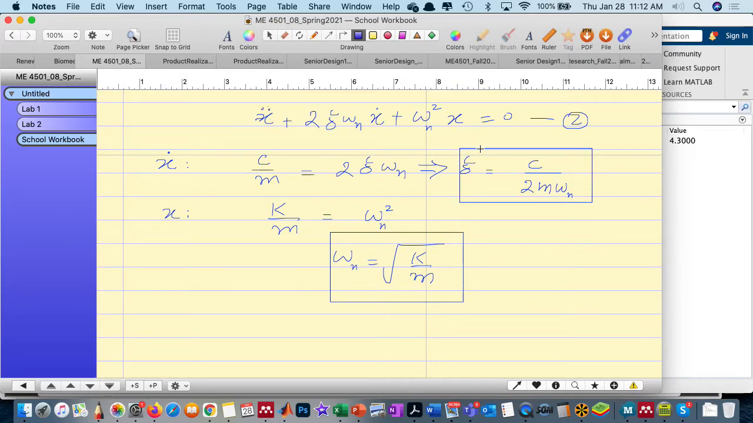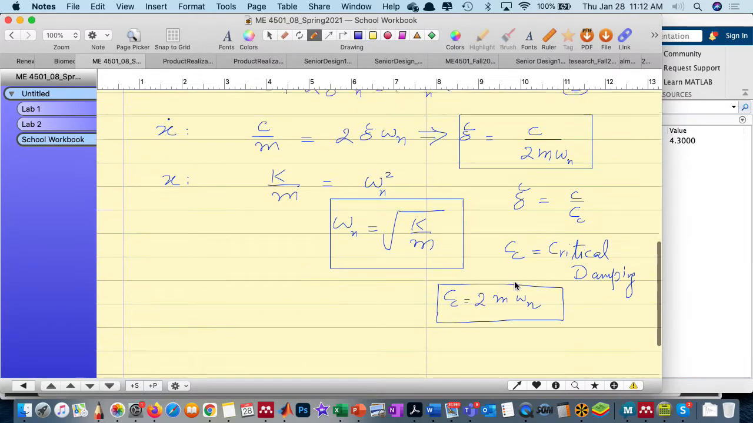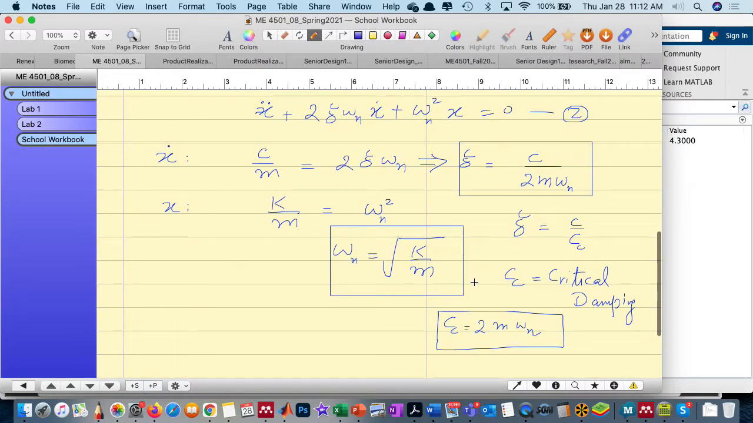This is the damping ratio, which is actual damping over the critical damping. Cc is the critical damping, and the formula for critical damping is 2 m omega n. Are you guys noting down?